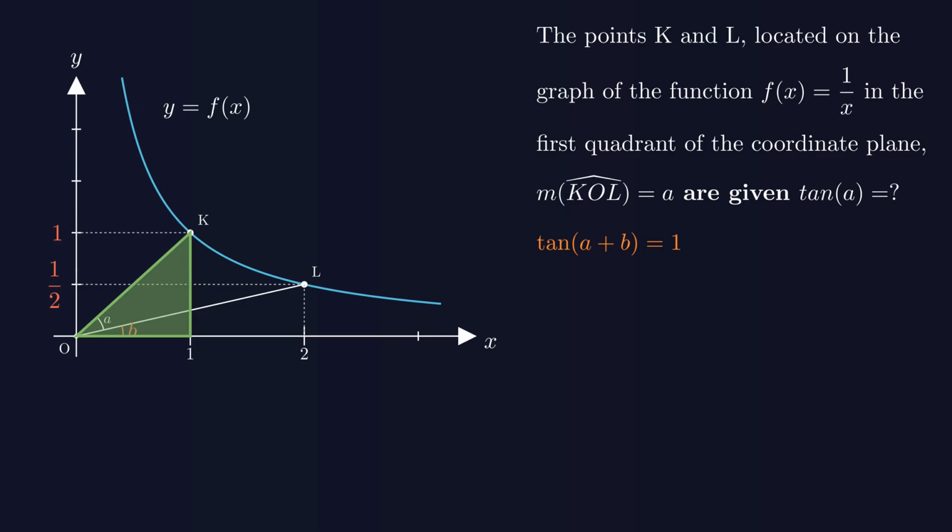So what about tangent beta? Well, it's opposite over adjacent, right? That's 1 over 2 divided by 2, which gives us 1 over 4. Now we're going to write the tangent addition formula. Tangent of alpha plus beta equals tangent alpha plus tangent beta, divided by 1 minus tangent alpha times tangent beta.